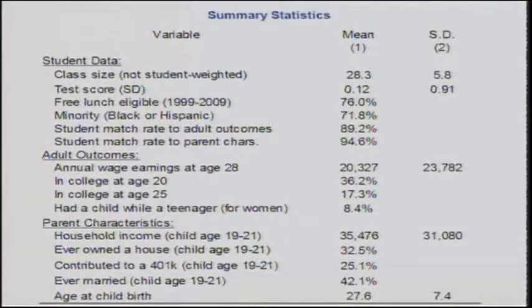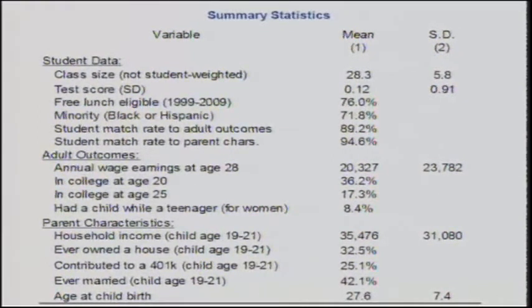Annual wages at age 28, including the zeros, because we have a large fraction of students who have no earnings, at least no taxable, no official earnings. We can't, if they're earning in the black market, that's something we're not going to be able to capture, although it turns out it doesn't look like there's that much of an effect on the margin of having zero earnings or not. It's just a little bit over $20,000. 36% are in college at age 20.